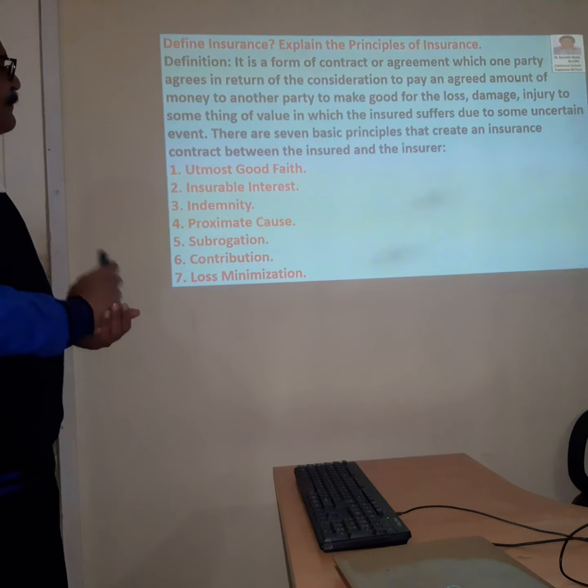The cause should be definite. You cannot claim for everything, only for a particular purpose. Suppose you do the vehicle insurance, if any accident takes place, you will get the insurance. That's all. Now, subrogation. What is subrogation? Subrogation is a little bit confusing to understand.